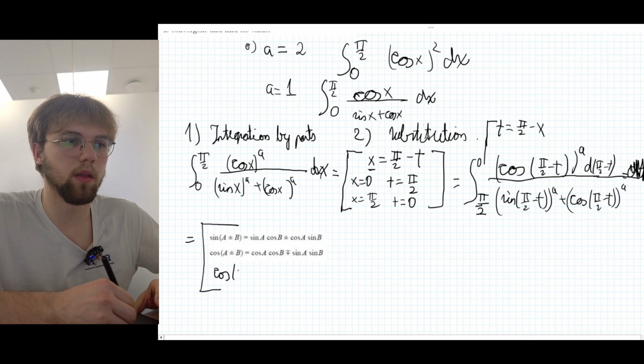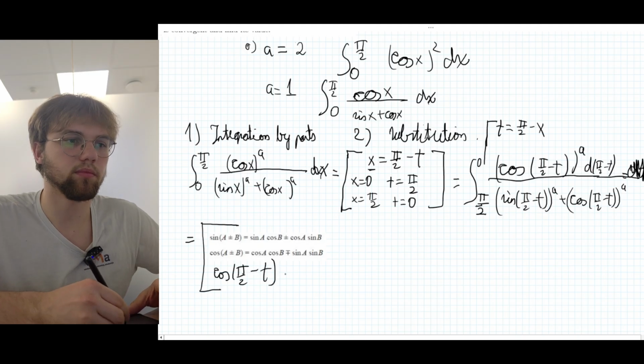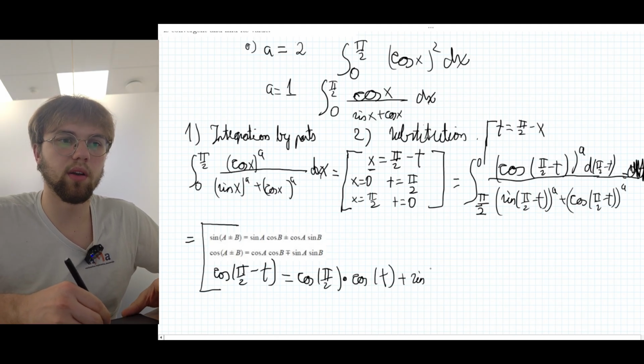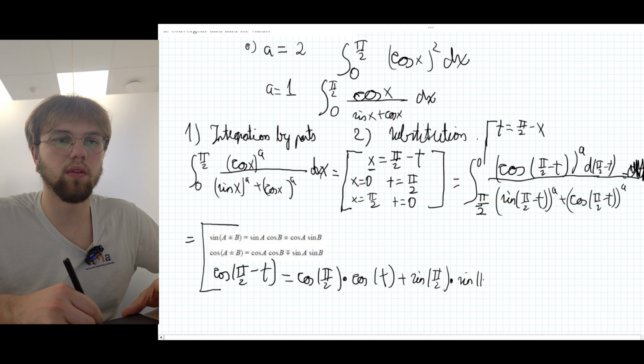So cosine of pi over 2 minus t would be what? It would be cosine of pi over 2 times cosine of t. This is a minus here, so this becomes a plus, right? Plus sine of pi over 2 times sine of t.